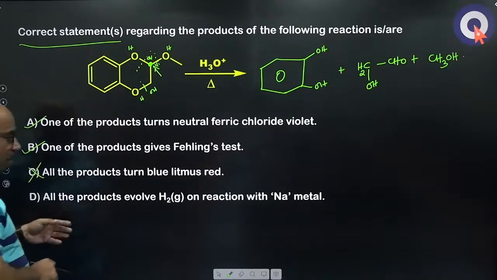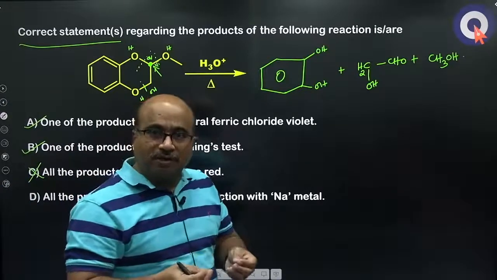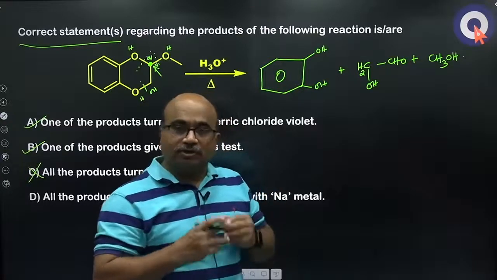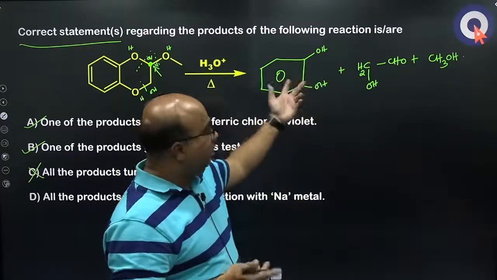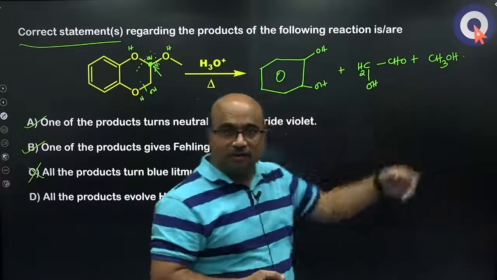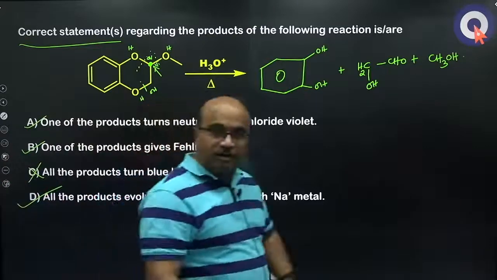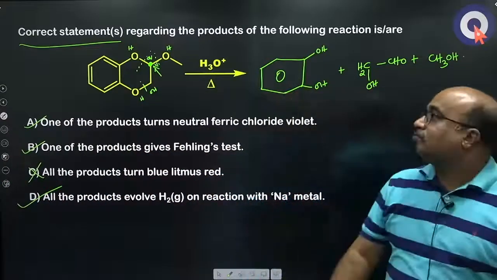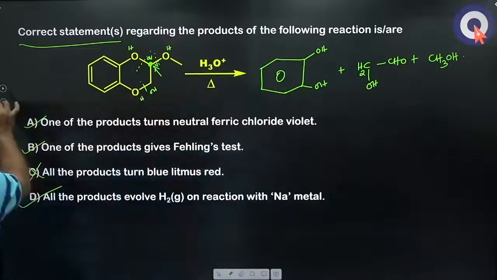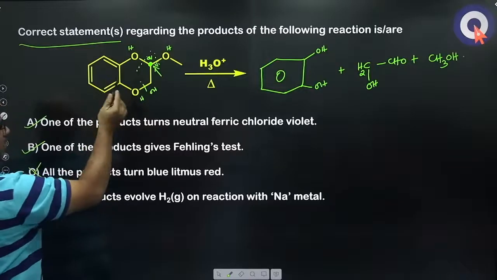All the products evolve hydrogen on reaction with sodium metal. Wherever there is acidic hydrogen, it will give H2. Alcohol hydrogen also can liberate H2 gas. Phenol can liberate it anyhow, and this is alcohol, so it can liberate H2. So this is also correct for us. Okay, done, I think. Clear? Mainly it is the first cleavage part of this, and you can do the mechanism and everything.